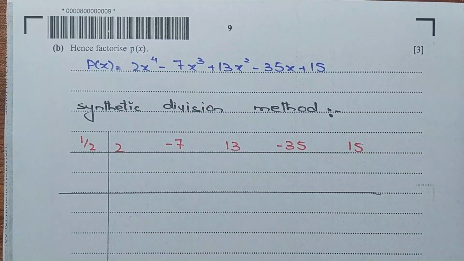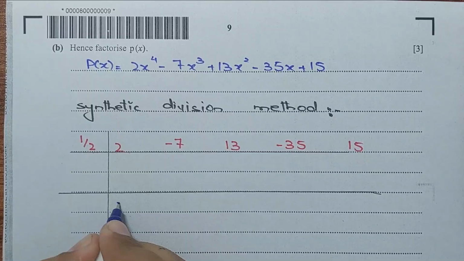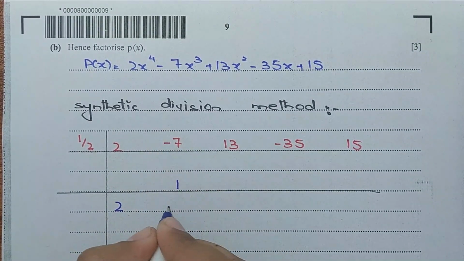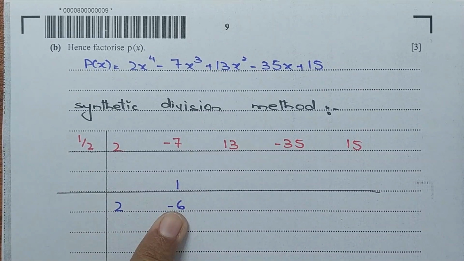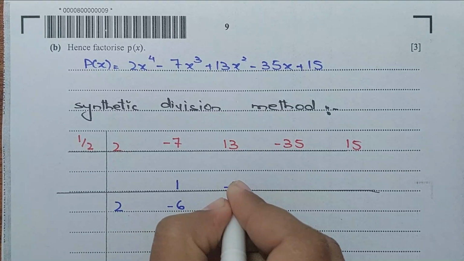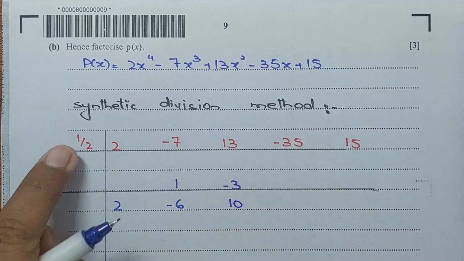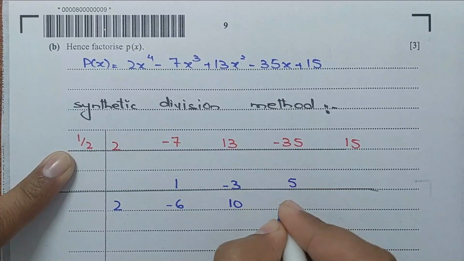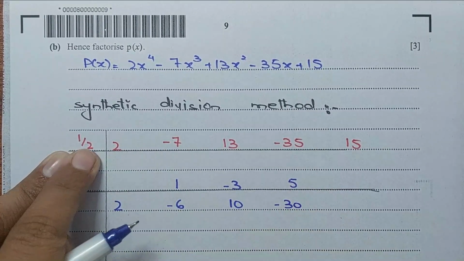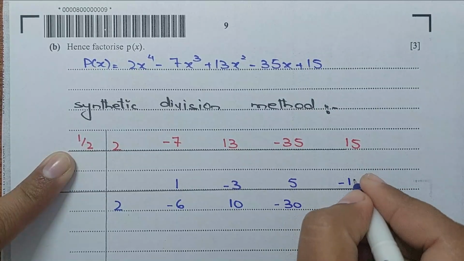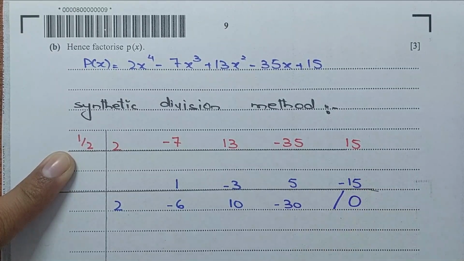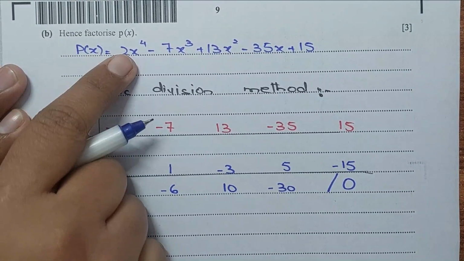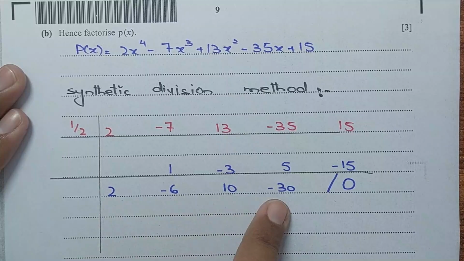Now the first step, you have to bring the first number 2 down as it is. Now 1 by 2 multiplied by 2, the answer is just 1. Add them up, the answer is minus 6. 1 by 2 multiplied by minus 6 is negative 3. Add them up, the answer is 10. 1 by 2 multiplied by 10 is 5. Add them up, the answer would be negative 30. 1 by 2 multiplied by negative 30 is negative 15. Add them up, this is just 0, right? Now the polynomial of degree 4 is reduced to a polynomial of degree 3.